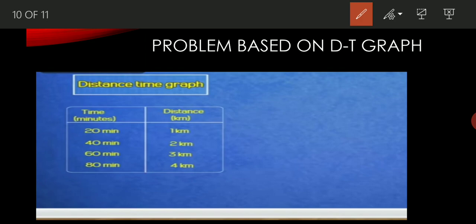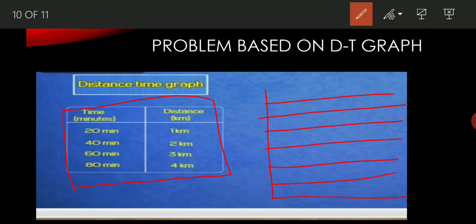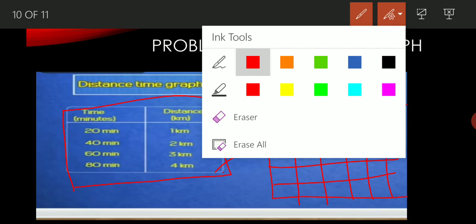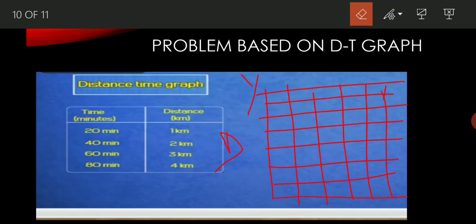Now here a problem is given on the basis of the distance time graph. You have to just plot the distance time graph on the basis of the given data. Here the data is given, so let's plot a graph. Clear? This is just a simple form of graph, if you have seen. So we can see that this is the y-axis, on which we used to take distance, and this is the x-axis, on which we used to take time.